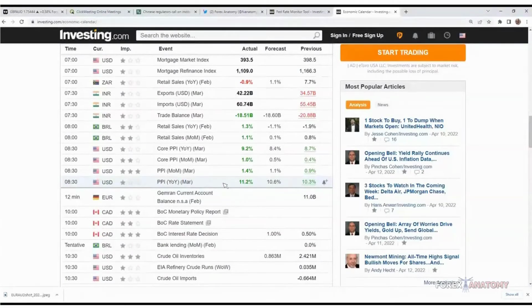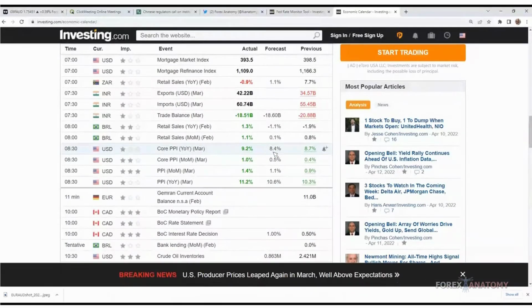This is pretty interesting: right now the PPI data is showing that there is inflation. The headline figure came out at 11.2, which is about a percentage point higher than what was anticipated. The month-to-month came out at 1.4, and even with the core, core inflation on a year-to-year basis, which excludes food and energy, came out at 9.2% when the forecast was 8.4%.